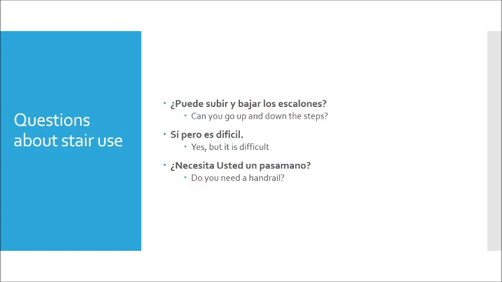Okay, this next slide I also included to be aimed at our clinic, because we do show patients how to use the stairs, or just stepping up and down, for after different injuries. So, some questions about stair use. You might ask a patient, can you go up and down the steps? Se puede subir y bajar los escalones. Their response could be, yes, but it is difficult. Sí, pero es difícil. Other questions you might ask, do you need a handrail? ¿Necesita usted un pasamano?